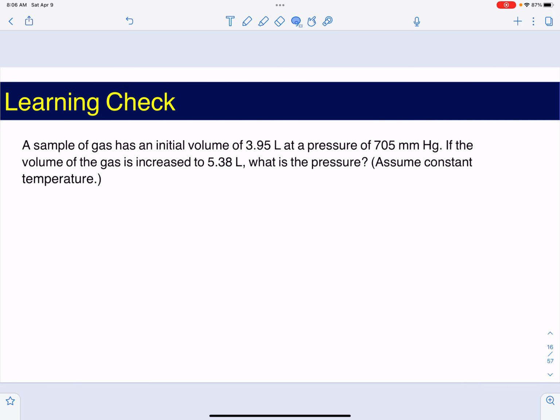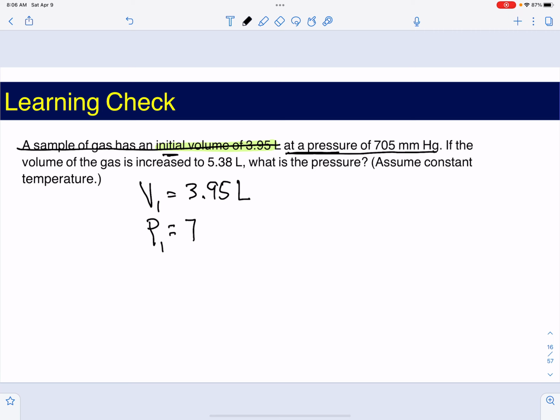So let's do a problem like this. And this is the way I like to do these problems. A sample of gas has an initial volume, so that's important. Initial volume 3.95. So I'm going to say V1 equals 3.95 liters. So I'm done with that part. At a pressure, so initial, at the pressure of 705 millimeters of mercury. So P1 equals 705 millimeters of mercury. And remember, millimeters of mercury is a unit of pressure.